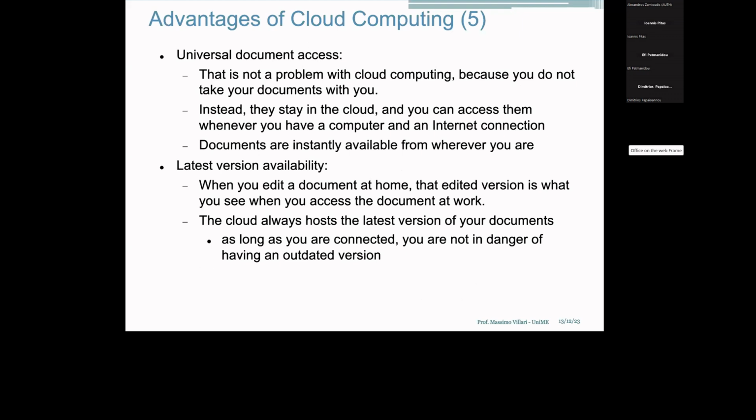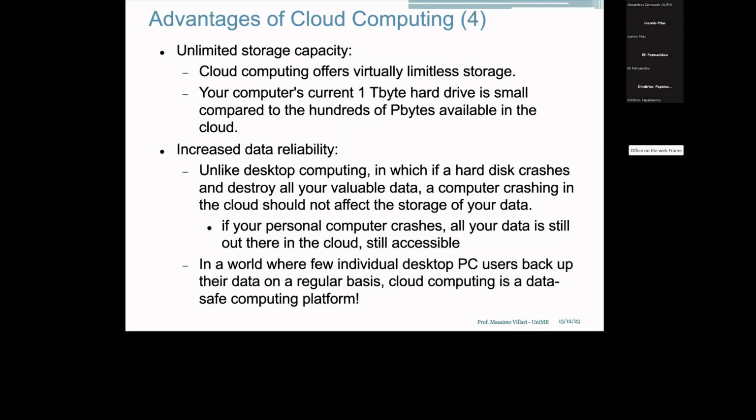We can also share this document with our colleagues, or we can keep a history of the document. We can then retrieve a previous version of that document because we see that we made an error and want to go back. And the latest versions of the software provided by a cloud computing provider are always available. So the cloud always hosts the latest version of the document. As long as I'm connected, I can have the last version of my document.